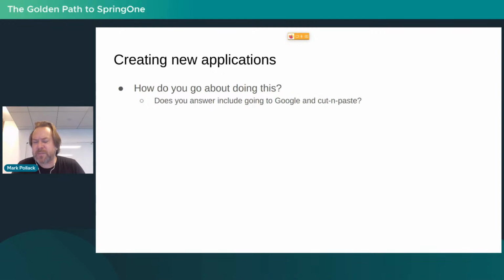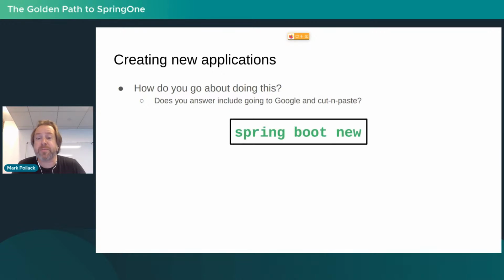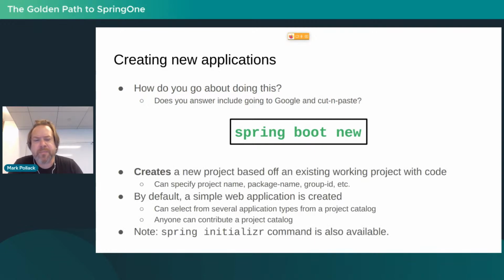So the first command in the Spring CLI to get to know is a command called boot new. So spring is the name of the CLI application, the command line interface. And boot and new, kind of self-describing: give me a new boot app. And by default, this is going to create a simple web application. We'll do the demo, and we'll get to know this command better. Roughly what it does, to set the expectations, is it creates a new project by looking at an existing working project that does contain code in a GitHub repo.